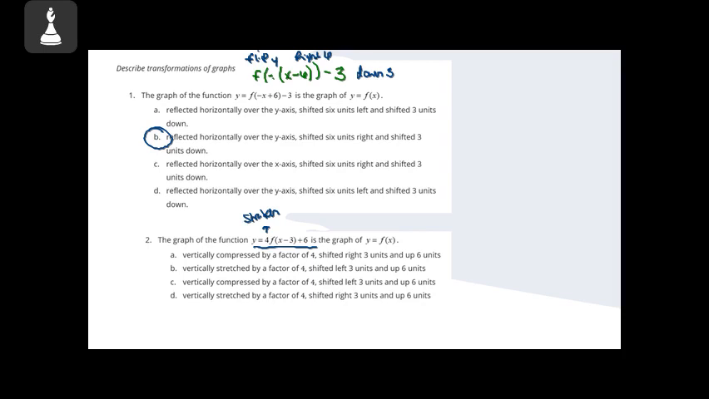Inside the parentheses, if it's a subtraction, it's moving right, the opposite of what it looks like. So right 3. And then a plus 6 on the end is going to shift us up 6. So we're looking for a vertical stretch, shifting right 3, and then up 6, and that is answer choice D.